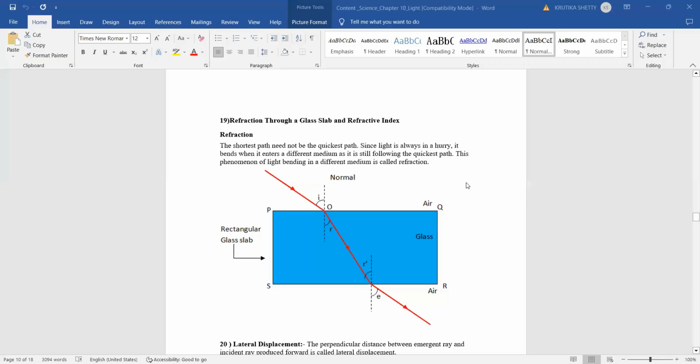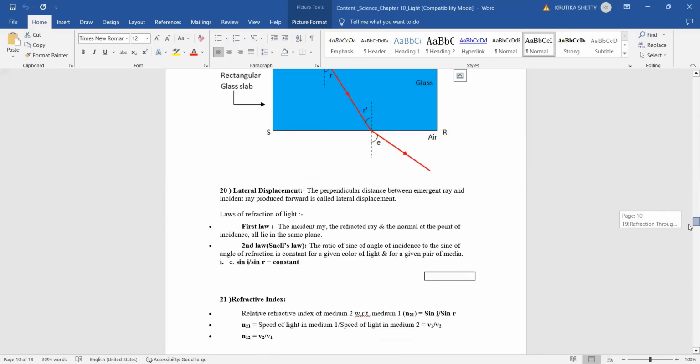Yes, here you can see this picture, same picture we have here. Then next here we have some definition like lateral displacement. But the first and the second law I already told you, that is for the refraction. What is the first and the second law? So what is lateral displacement?